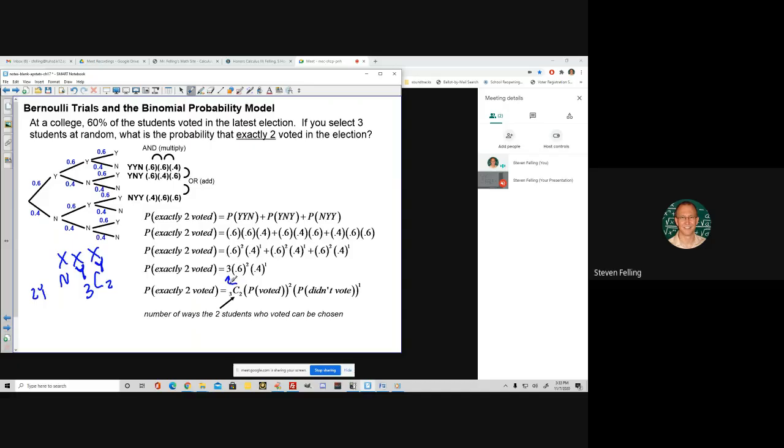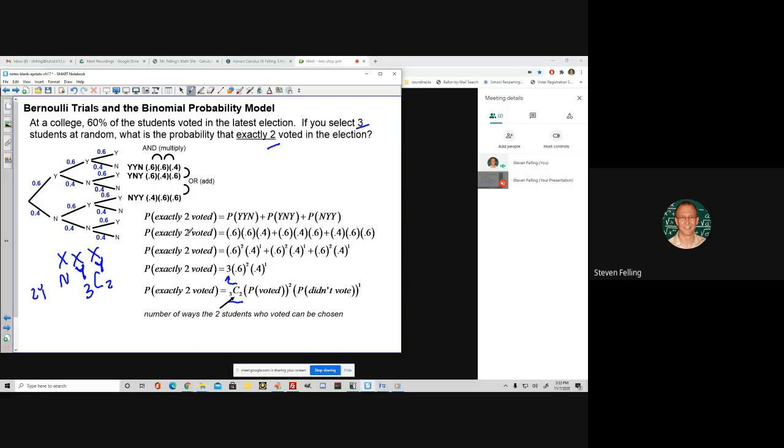So you could think of it this way, that this probability calculation, which we have to do with this complicated tree and "and" or "or" rules and everything, could be solved by just saying 3 combination 2. I select 3, 2 of them are voting, so 3 combination 2, and then the probability of yes, which is voting, squared, times the probability of no, not voting, 1 time.